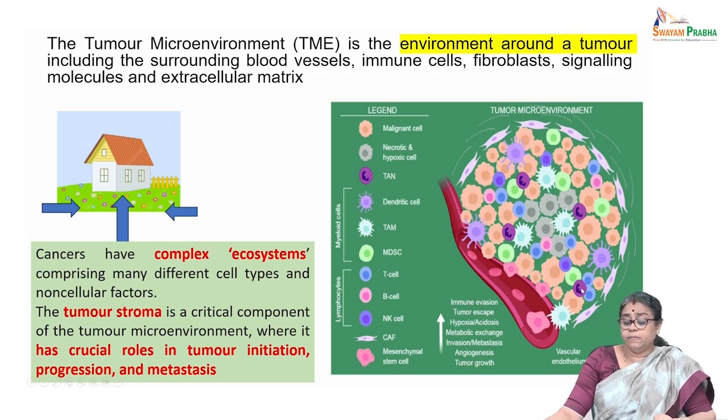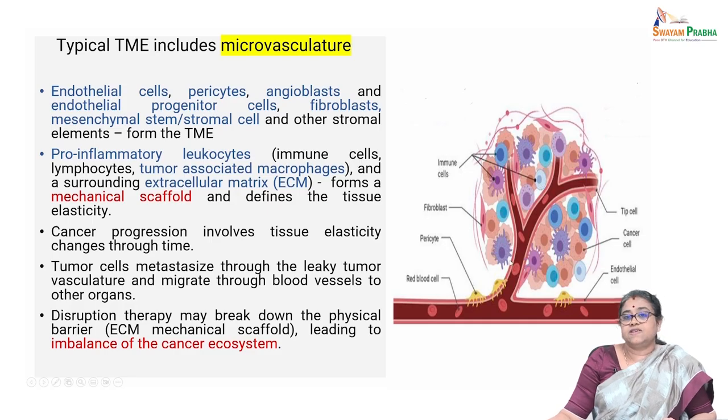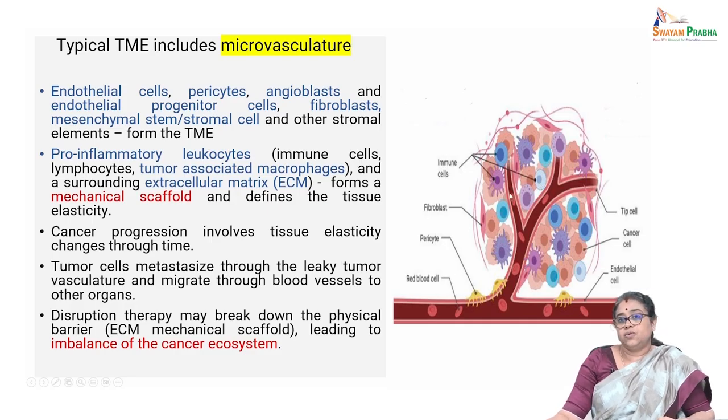This tumor microenvironment is very important for cancer progression, and it helps in immune evasion, tumor escape, hypoxia and acidosis. This we will be seeing in today's lecture. And the metabolic exchange, invasion and metastasis, which is paved the way by the tumor microenvironment, the concept of angiogenesis and tumor growth, how these things are happening in the tumor microenvironment is what we will be seeing in today's class.